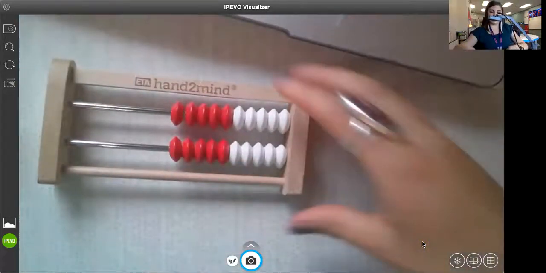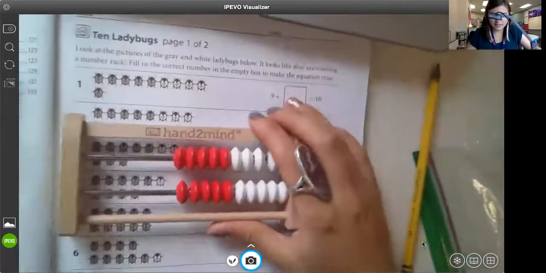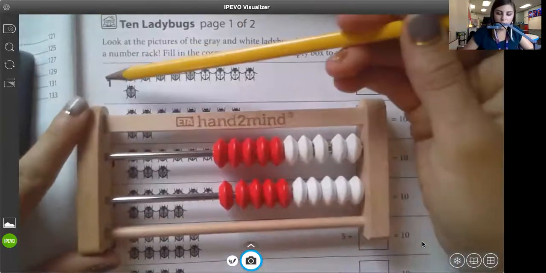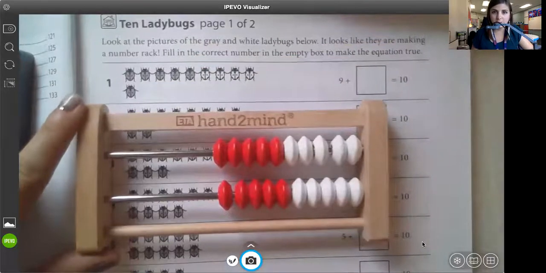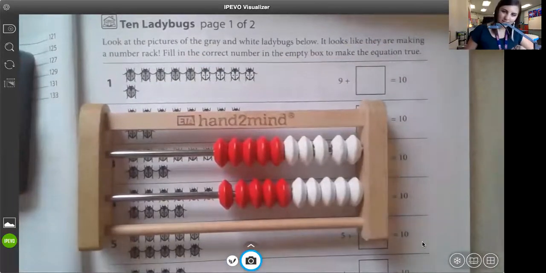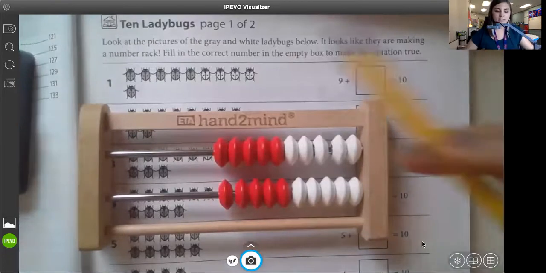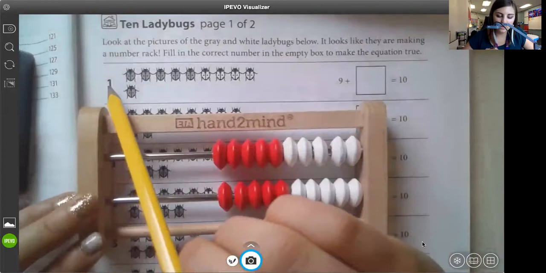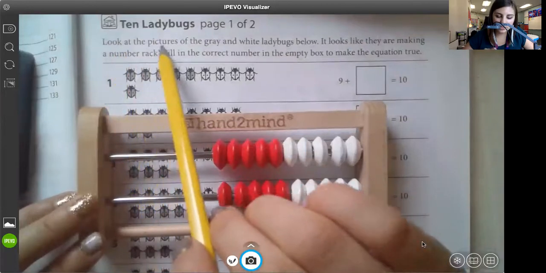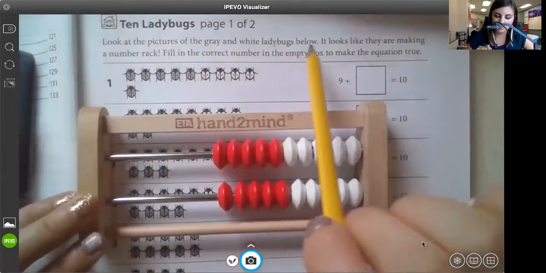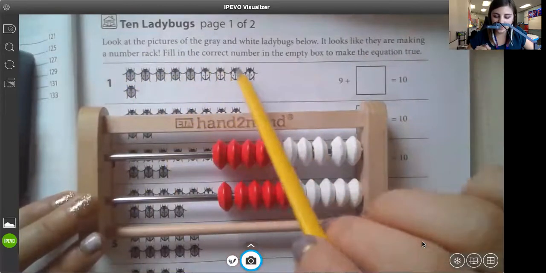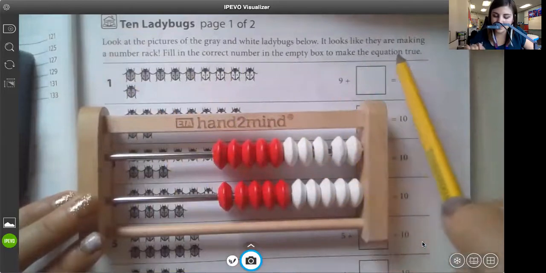If we take a look at our page, it says 10 Ladybugs. We're going to start on number 1. You can see number 1, it's in a row. It goes from left to right. I told you we'd be using rows and columns a lot in math. So it says number 1. It's how you know what problem we're on. It says look at the pictures of the gray and white ladybugs below. It looks like they are making a number rack. Fill in the correct number in the empty box to make the equation true.